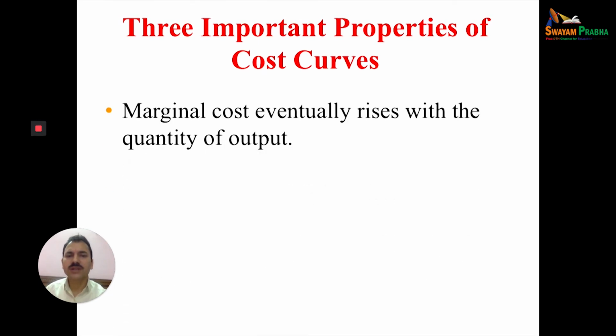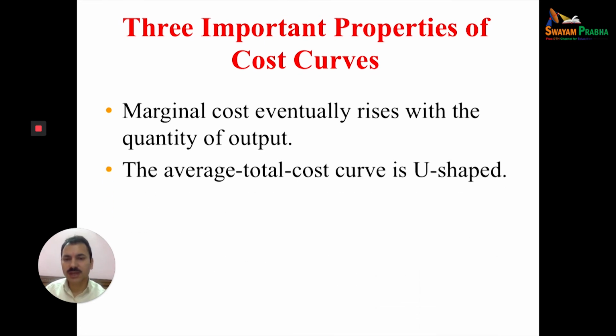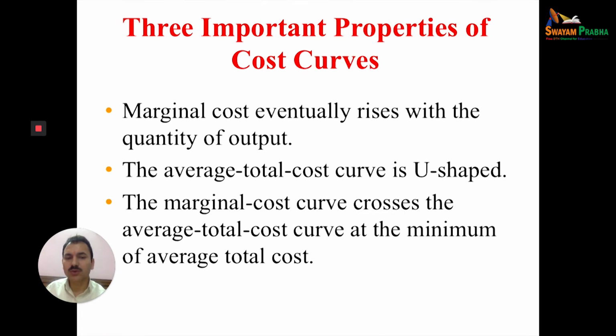Now, three important properties of the cost curves. The marginal cost curve is eventually rising as the quantity of output increases, as we have discussed. The average total cost curve is U-shaped. The average total and the marginal cost curves are U-shaped. The marginal cost curve intersects the average cost curve at the point where the average cost curve is at its minimum. The point where the average cost curve is minimum, the marginal cost curve will intersect it.